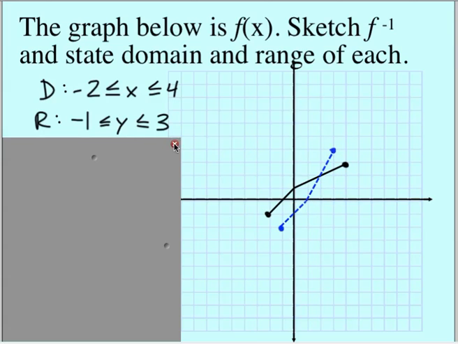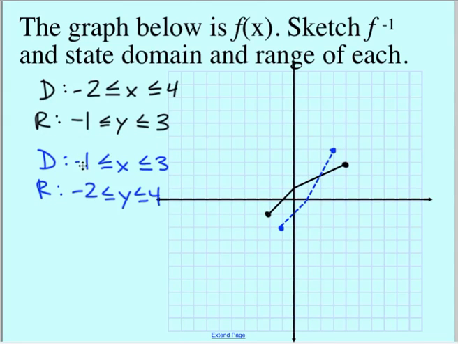And then if I state the domain and range of my new blue graph, the domain is now negative 1 to positive 3, and the range is negative 2 to 4. So you'll see that the domain became the range, and the range became the domain of the function and its inverse.